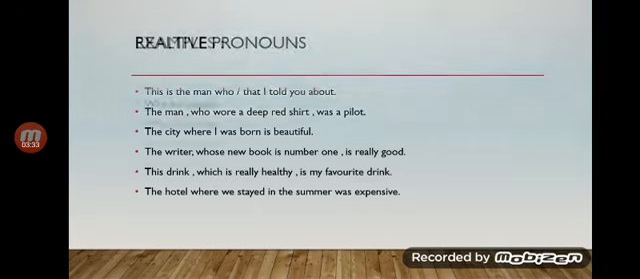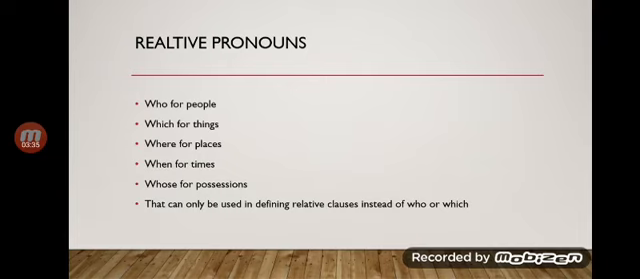Now we will come to the relative pronouns that you are going to use with the clauses. Who for people, which for things, where for places, when for times, whose for possession. Note that that can be used in defining relative clauses instead of who or which, but you cannot use it in non-defining relative clauses. Pay attention to this point.